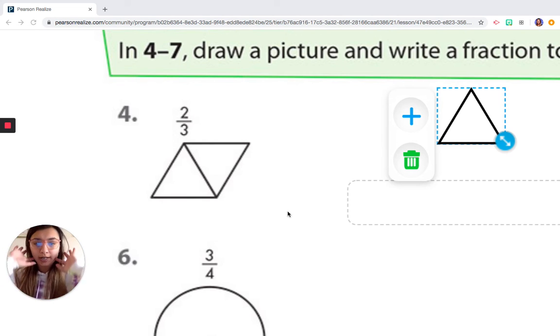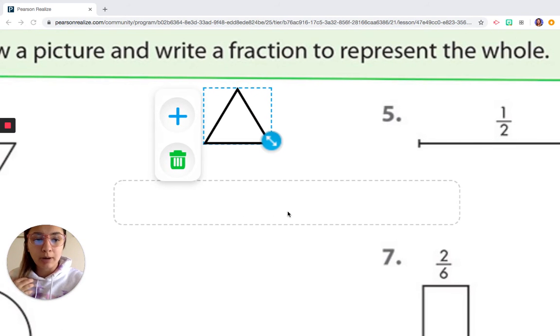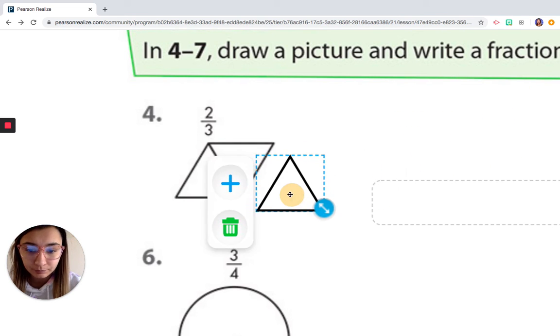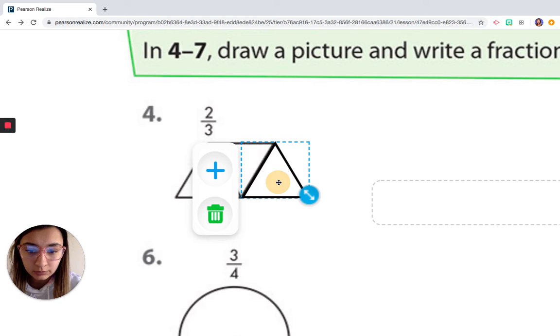All right, so we're checking out number 4. It wants us to draw and write a fraction to represent the whole. So we see here, we're looking at our denominator, we're checking it out. It says that it's 3, so our whole has to be 3. If I'm looking at my shape, I'm seeing that I only have 2. So to get to 3, I know that I'm going to have to add another triangle.